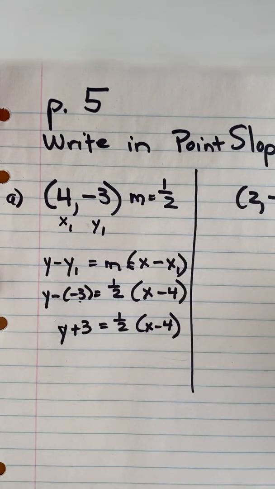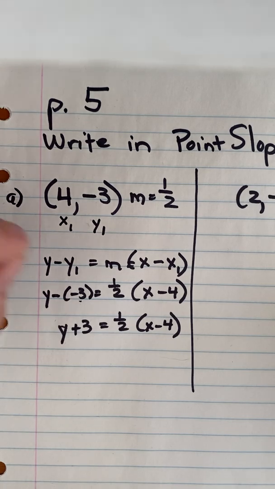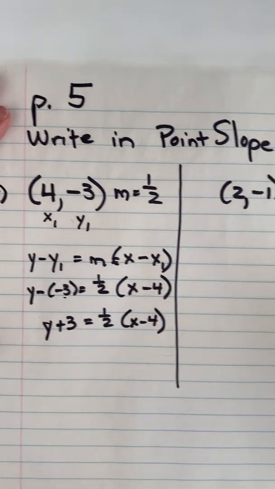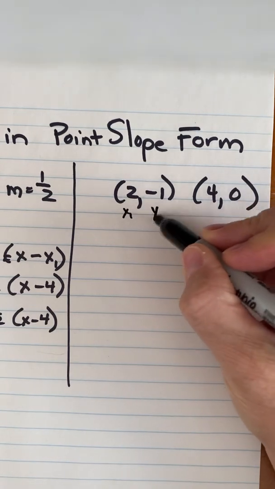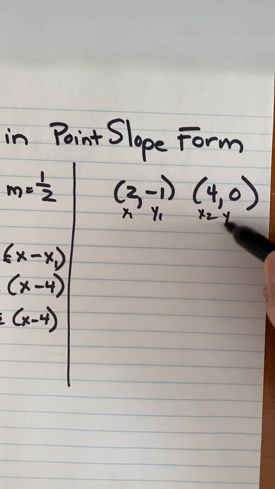Okay, so you should feel pretty confident in your ability, if given a point and a slope, to write it in point-slope form. Now, let's look at this. Instead of giving you a point and a slope, they give you 2 points. So what do you do if they give you 2 points? Whenever you're given 2 points, you always find the slope. So I label this x sub 1, y sub 1, x sub 2, y sub 2.